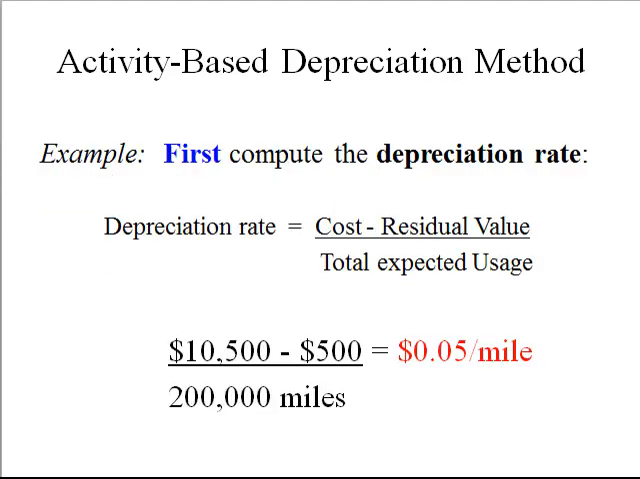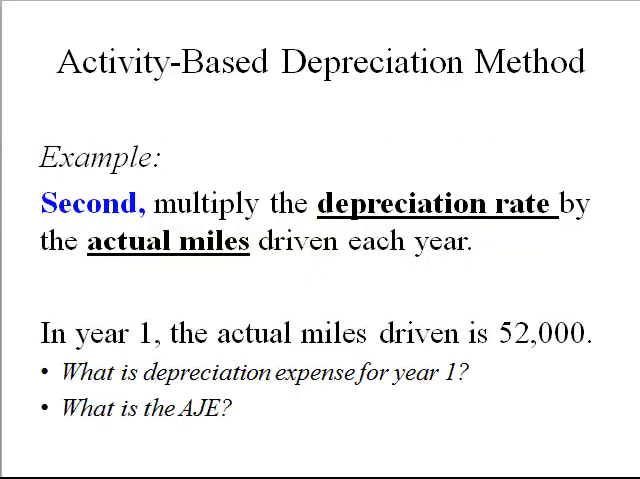Our numerator is the $10,000 of expected decline in value, which is the original cost minus the salvage. The denominator is the expected usage in terms of miles. Our per unit rate is 5 cents per mile. We will take that 5-cent rate and multiply it by the actual miles driven each year.